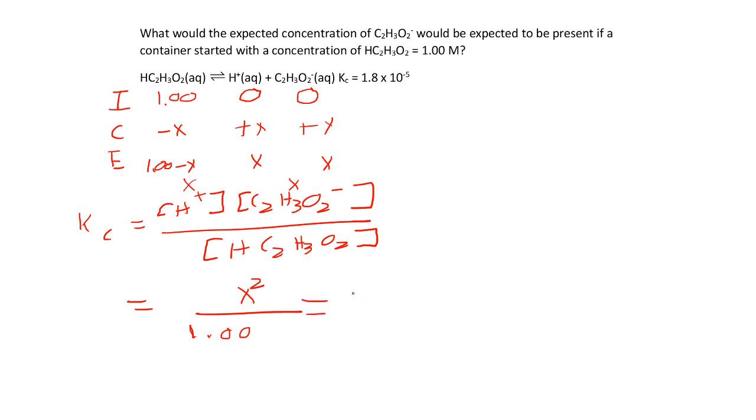We then solve in the value for Kc, which is 1.8 times 10 to the minus 5th. That came from right here. We just plugged it in for Kc. Now we see the 1, when you divide by 1, nothing happens.